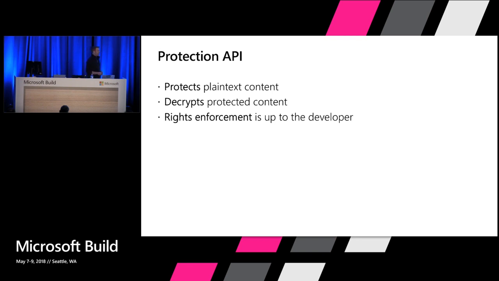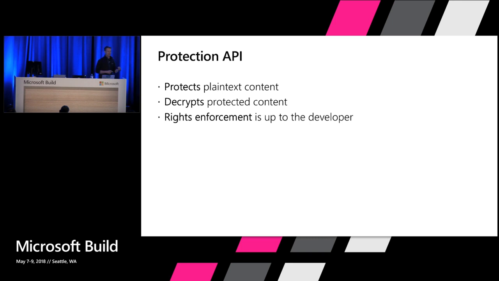And the most important point here is that the rights management, or the rights enforcement rather, is up to the developer. If you've used any of the Azure Information Protection functionality in Office, you'll notice that it can do some things like block copy, block save, restrict the ability to print. That's because the Office team has done the work to implement that.